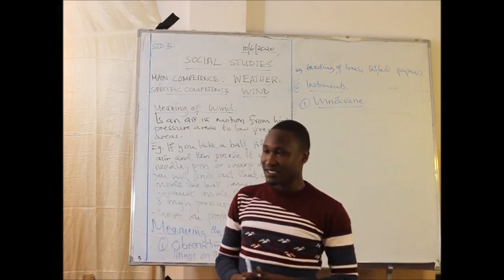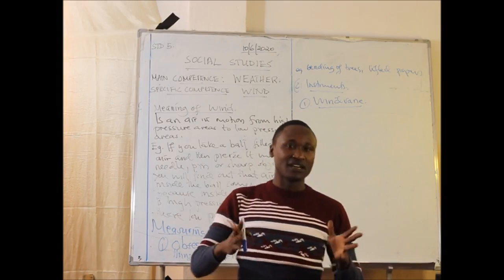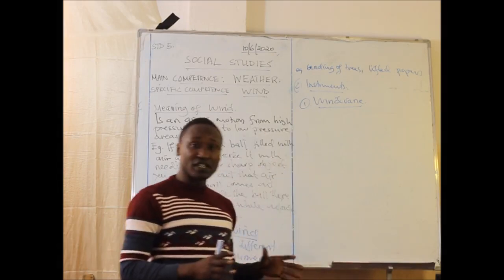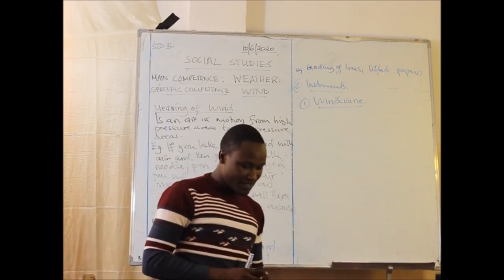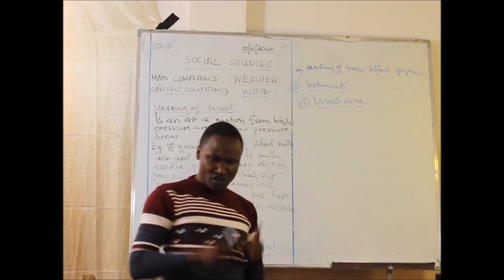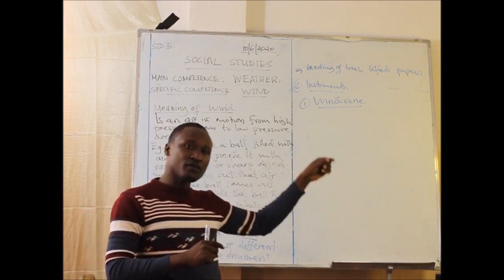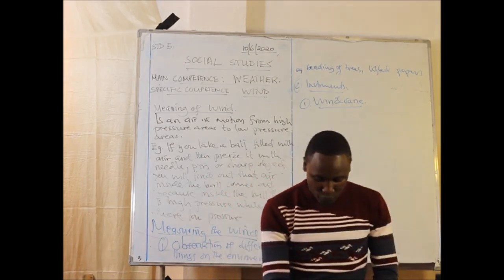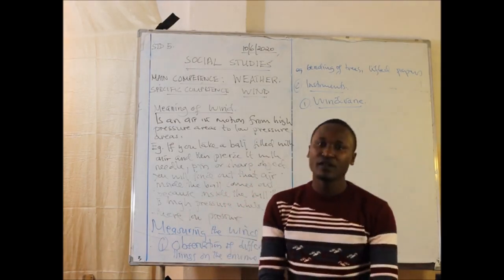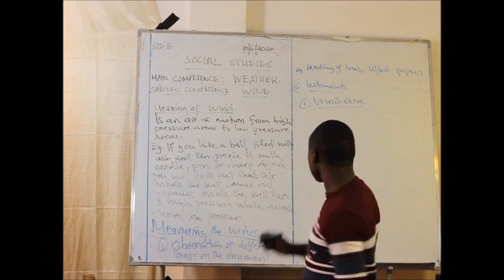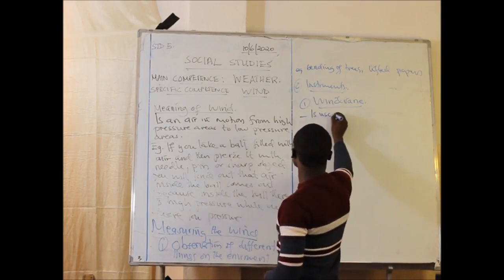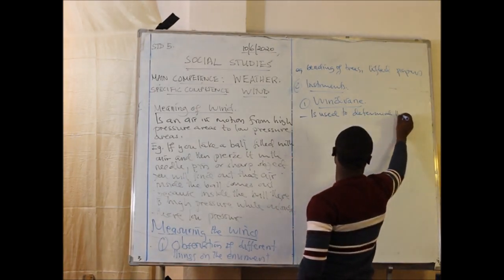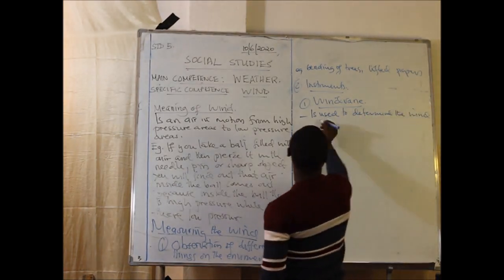And this one, it has an arrow which points to the direction from which the wind is blowing. And if the arrow points north, it means that the wind is blowing from the north. But if the arrow points east, it means the wind is blowing from the east. So this instrument is used to determine the wind direction.